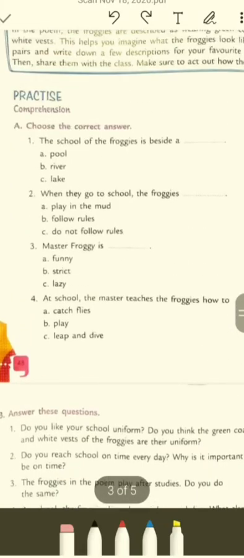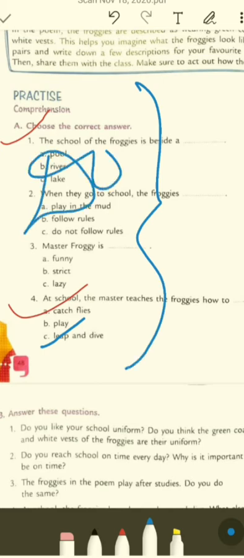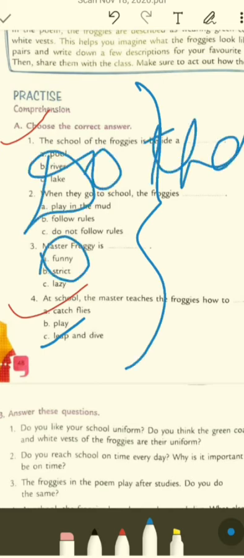Okay, so here we are. Choose the correct answer. The school of the froggies is beside a pool, river, lake. Where? You do it on your own. This is all simple. The answers have already been provided. We are not wasting time on that. I'll just do one for you. What is your choice? Is it 1, 2, 3 or 4? Let me do 4. You do the rest. Clear? At school, the master teaches the froggies how to leap and dive. Okay, the rest are easy. Do them on your own. Okay.